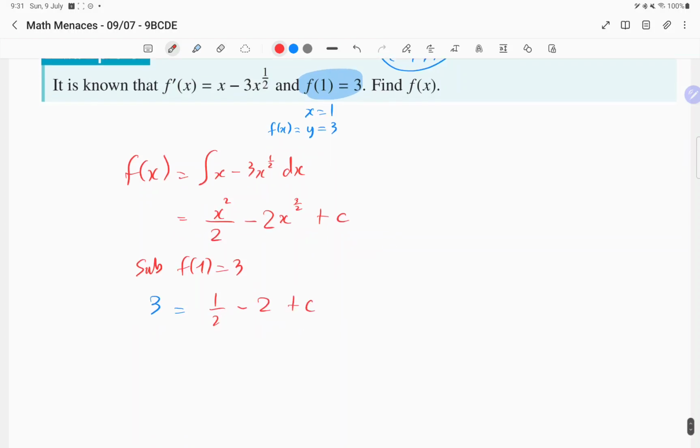So you see, c, this time you actually need to work it out. It's not that simple, right? So move the 2 over, so 3 plus 3 over 2 minus 1 over 2 equals c. That'll be 10, so that'll be 9 over 2 equals c.